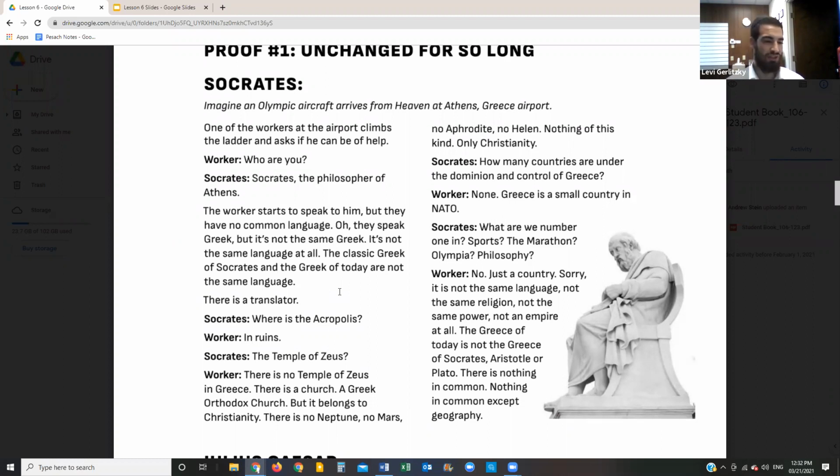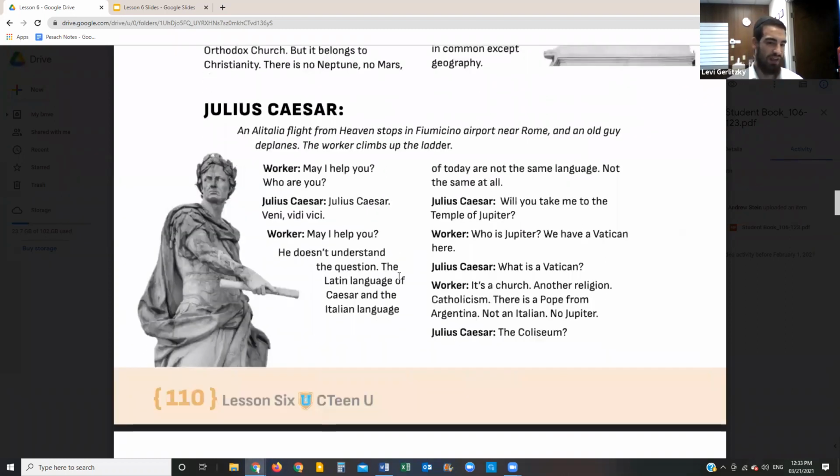They don't speak the same language. They don't serve the same God. They deal with Christianity. They're not the same powerful country that excels in sports and marathons and all those other stuff of philosophy. There's nothing in common. It might be geographically the same location, but other than that, there's nothing in common with back in the day Greece to today.